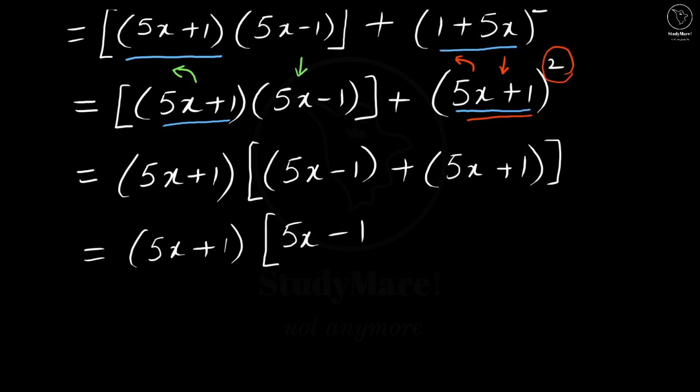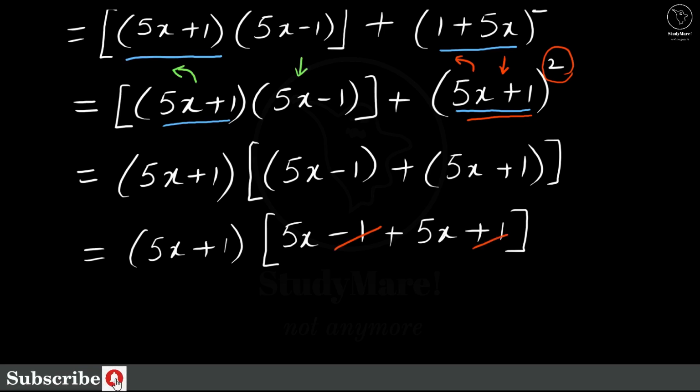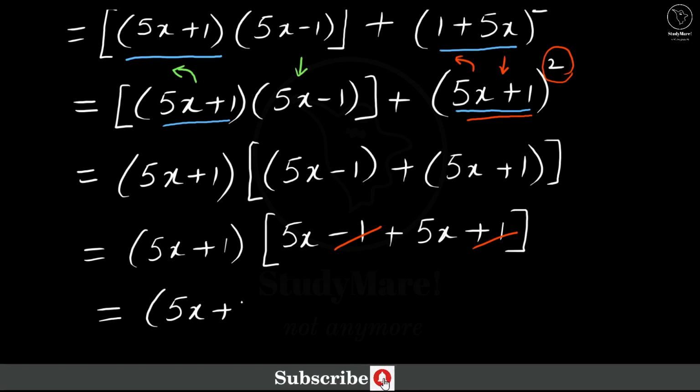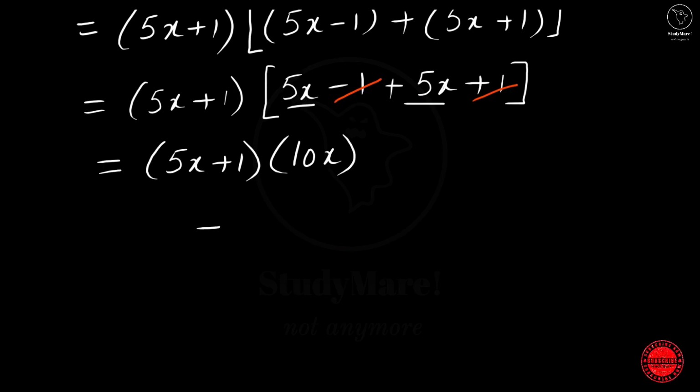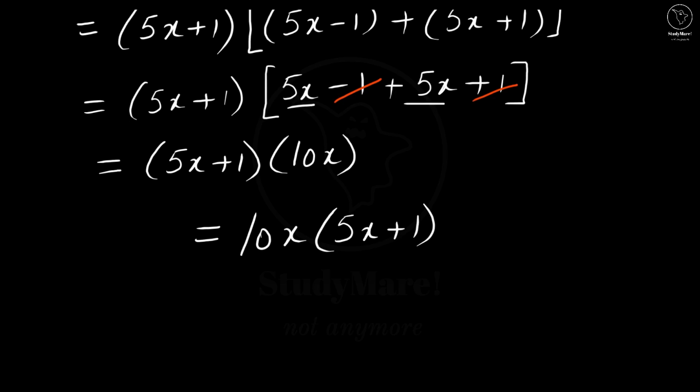Here we have a plus sign, which means nothing changes inside the bracket. We get 5x plus 1. And now inside this bracket, minus 1 cancels out plus 1, and we have 5x plus 5x, which gives us 10x. So the expression is 10x into (5x + 1), which means we have got two factors here. One is 10x and another is 5x plus 1.